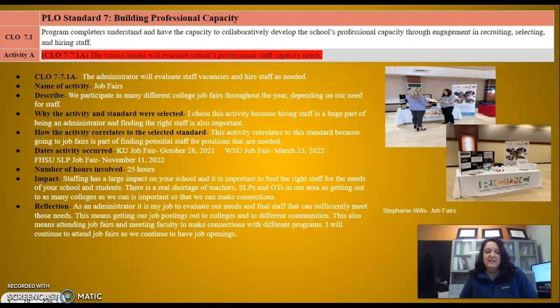As I reflect on this as an administrator, it is my job to evaluate our needs and find staff that can sufficiently meet those needs. This means getting our job postings out to colleges and to different communities. This also means attending job fairs and meeting faculty to make connections with different programs. I will continue to attend job fairs as we continue to have job openings.